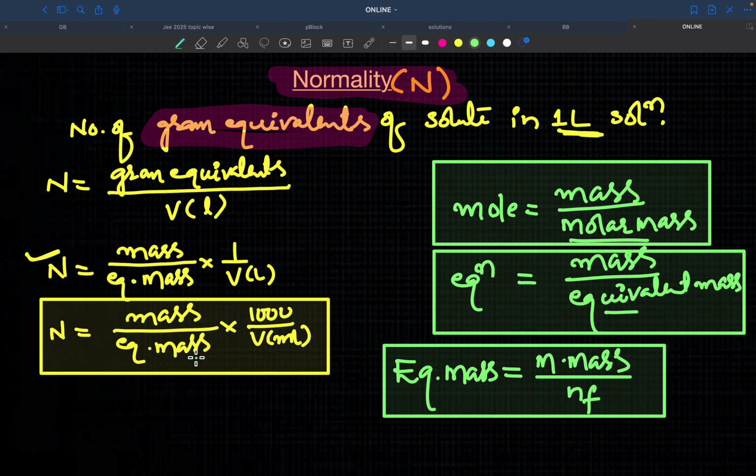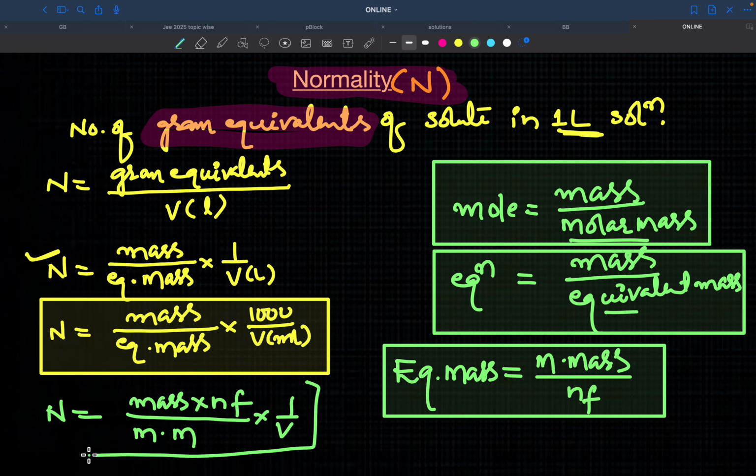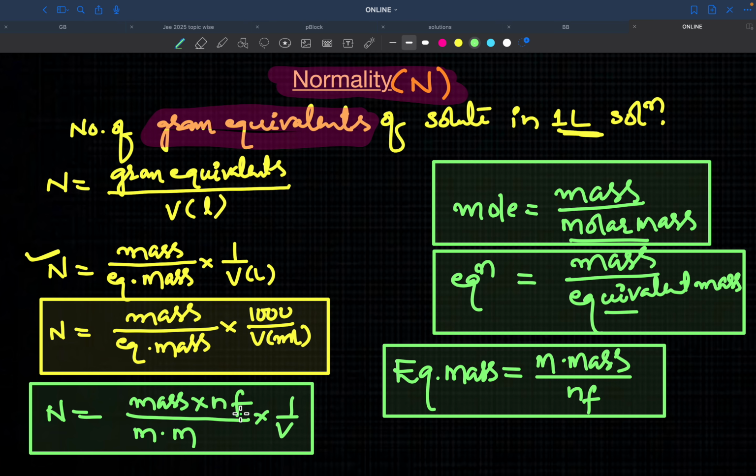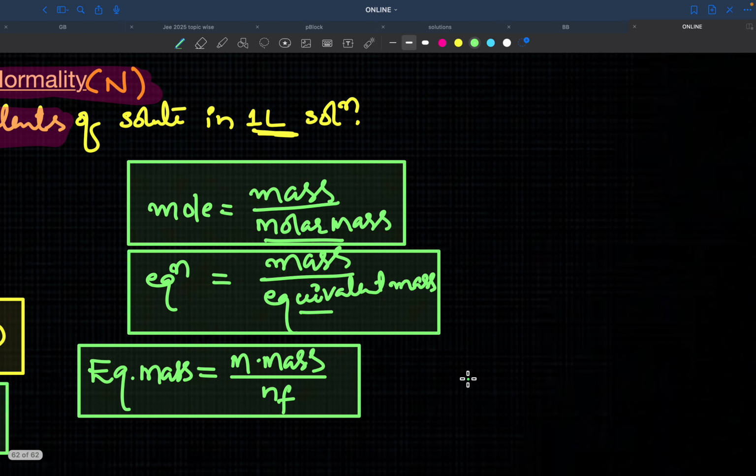So the equivalent mass here has to be calculated with this formula. Then the same things will become easier, right? We can also replace this equivalent mass with this, so that normality will be mass into n factor over molar mass, into 1 by V in liters. You can calculate with this formula too. What you have to do is use this n factor to calculate the equivalent masses. We'll see how we calculate equivalent masses.